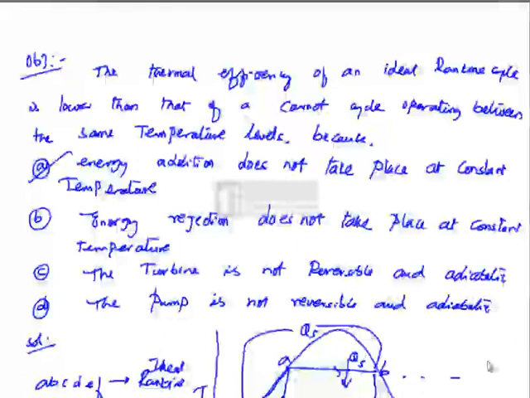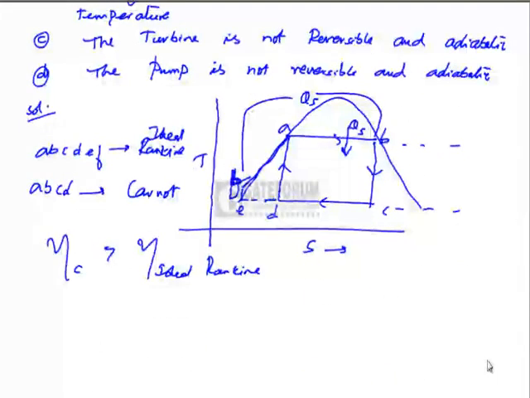But in both the cycles, heat rejection occurs at constant temperature. In both Carnot and ideal Rankine cycles, heat rejection occurs at constant temperature, as we have seen in the figure. C to E is the heat rejection in the Rankine cycle, whereas CD is the heat rejection in the Carnot cycle.